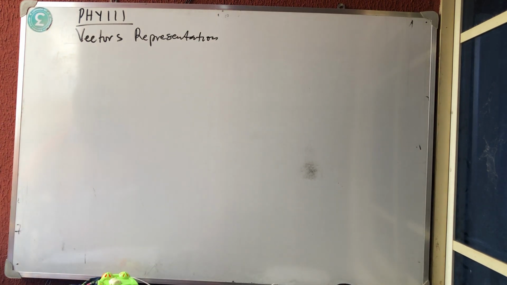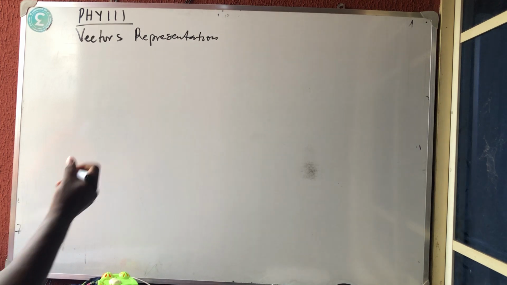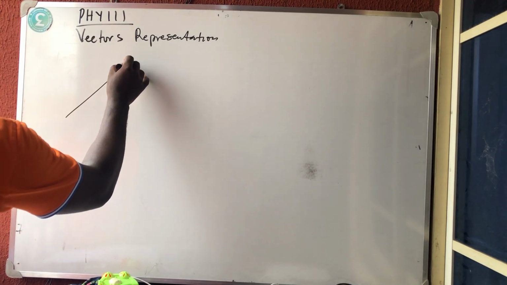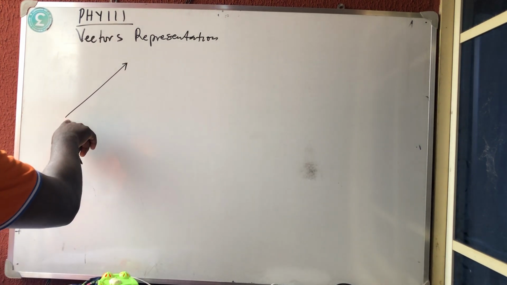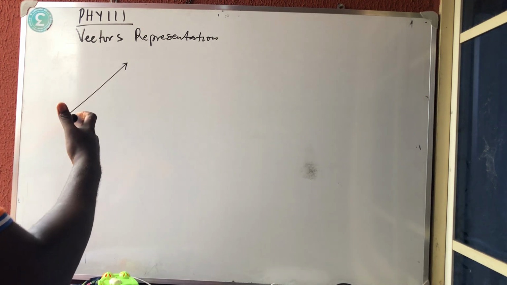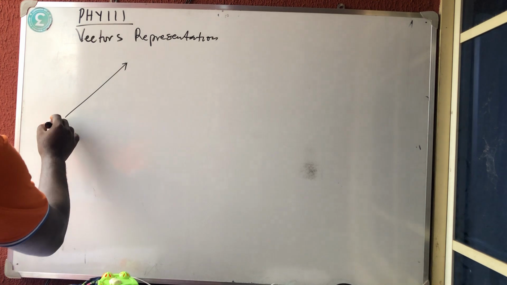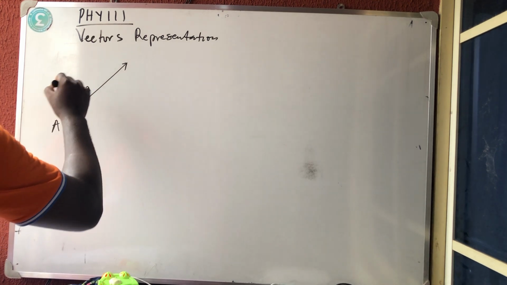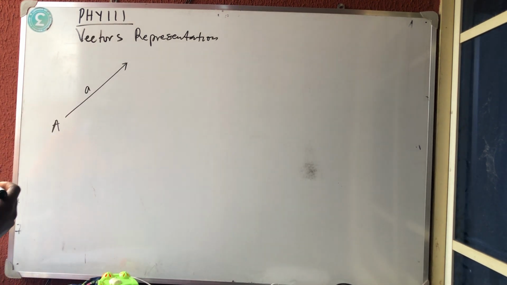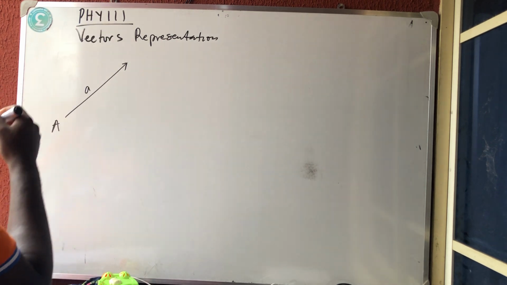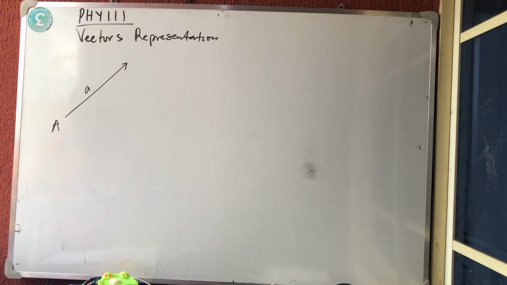Now, how do you represent a vector? A vector quantity is represented by a line, just an arrow like this. That's how we represent it. The length of this line shows the magnitude, the size of that vector. So if I say that this is vector A, this A here is the size, the magnitude. Then the arrow pointing where it is going shows the direction which that vector is going.